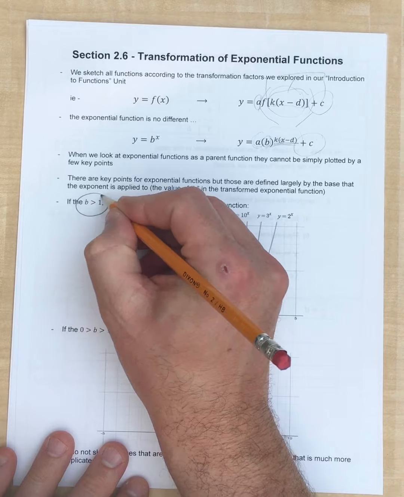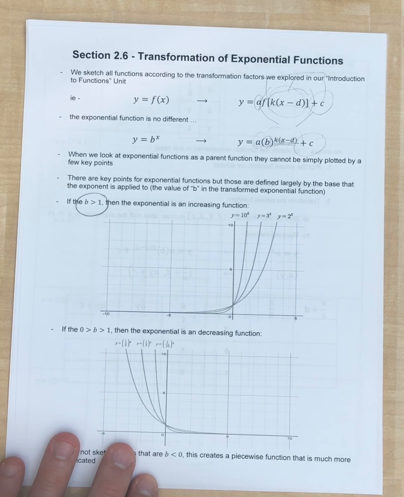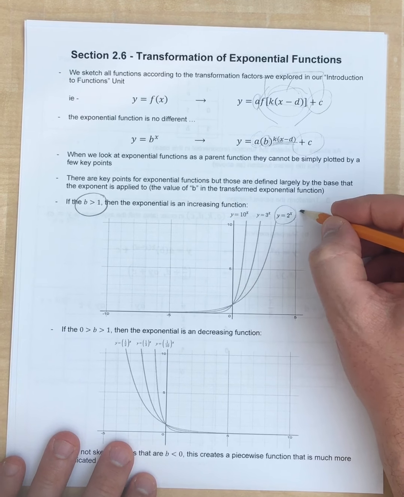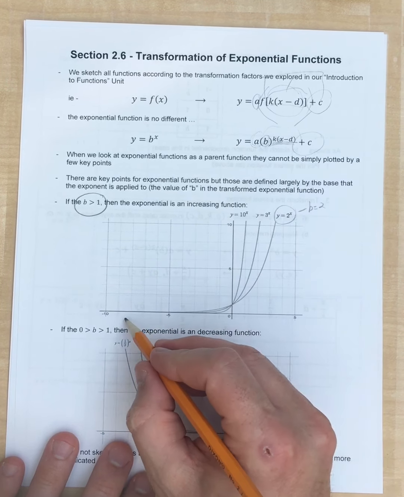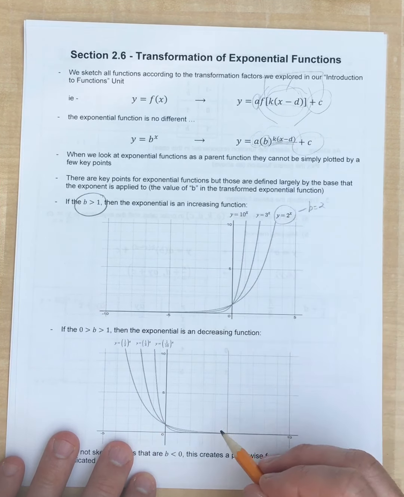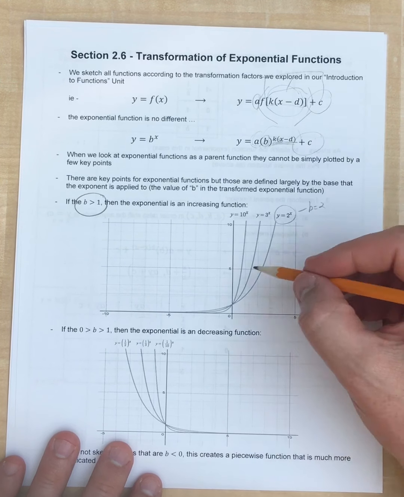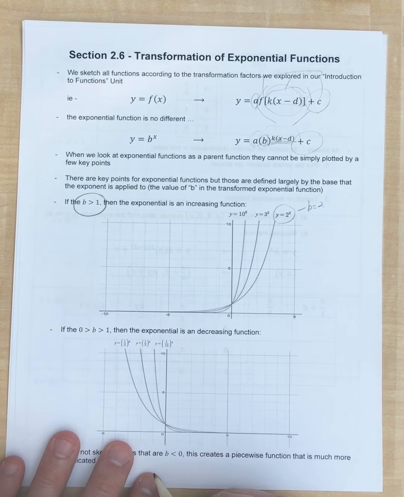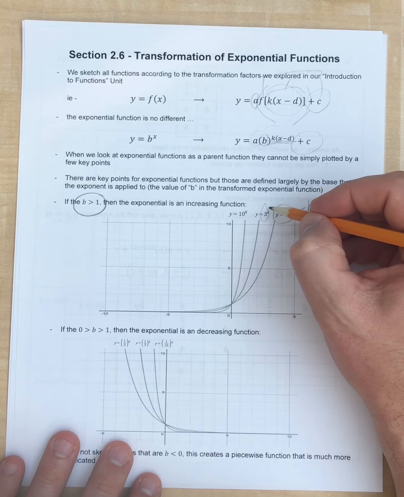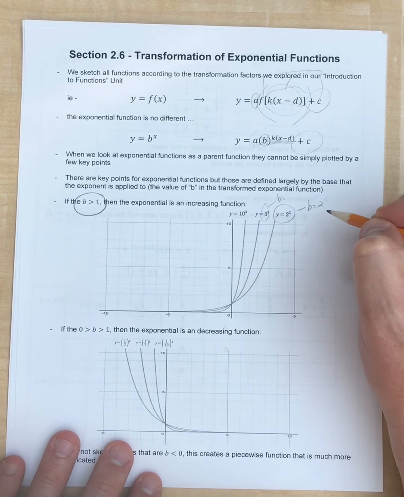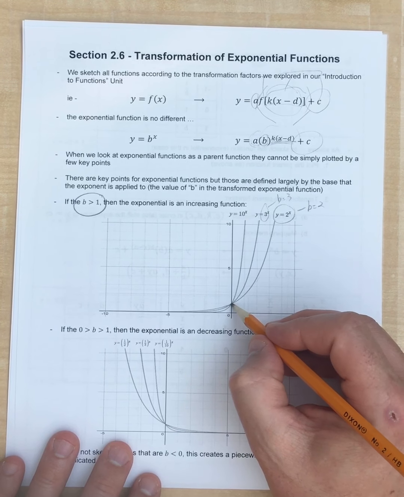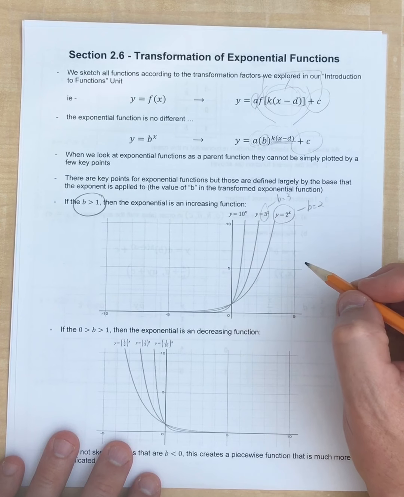So if b is going to be greater than 1, if we have y is equal to 2 to the x and our b is equal to 2, then we have an increase for sure. It's a fairly gentle increase, but it does get pretty steep after a while, passing through 0, 1. If we had a b value of 3, it's a little different. It's going to be a quicker increase. Still going to cross at 0, 1, but it's going to take off a lot more quickly.